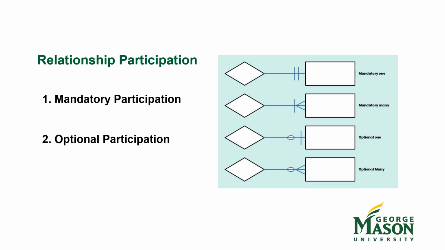Optional participation, also known as partial participation. Optional participation means that some entities in one entity set may not participate in a relationship with an entity in another entity set. For example, in a database for a library, a book can be borrowed by 0 or more members, and a member can borrow 0 or more books.